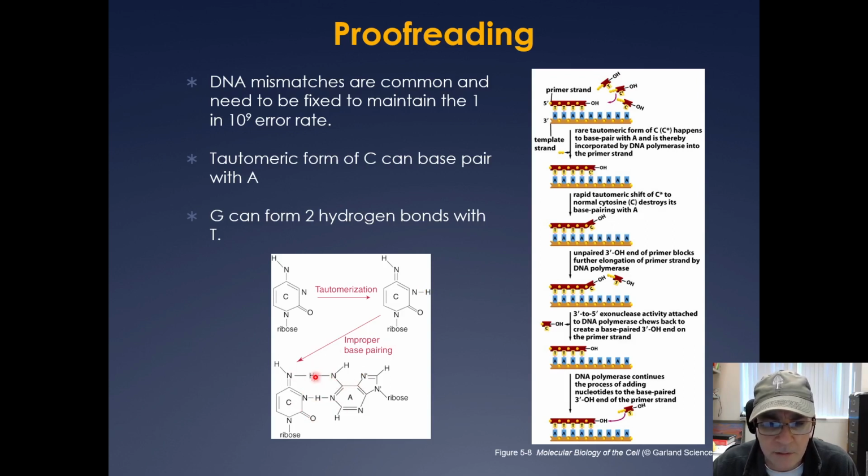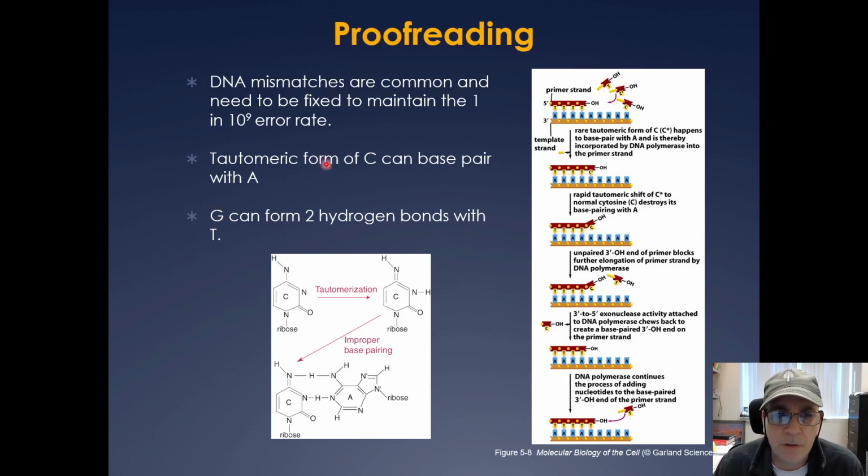But this doesn't last long. It's somewhat of a rare event, but it can occur. One other problem that can occur is G can form 2 hydrogen bonds with T really easily. So occasionally a G will get put in place of an A during DNA replication.